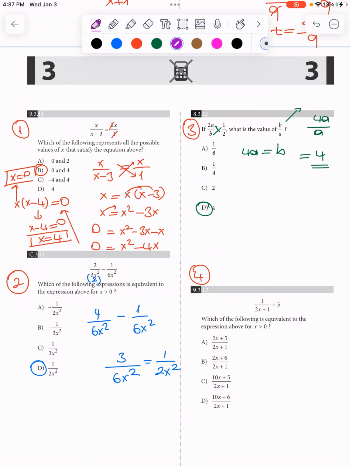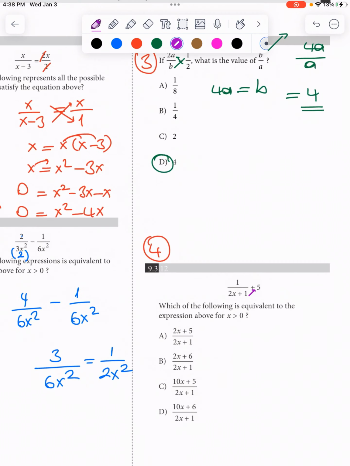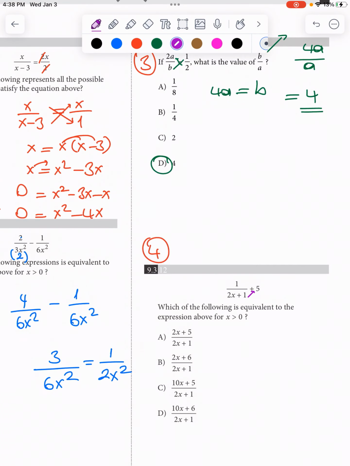So 1 over 2x plus 1 plus 5. Which of the following is equivalent to the expression above for x greater than 0? Okay, so to do addition here, guys, we just multiply the 5 by this denominator and add it to the numerator. So 1 plus 5 times 2x plus 1, divided by 2x plus 1. Okay, so 1 plus 5 times 2x, 10x, 5 times 1, 5, divided by 2x plus 1.